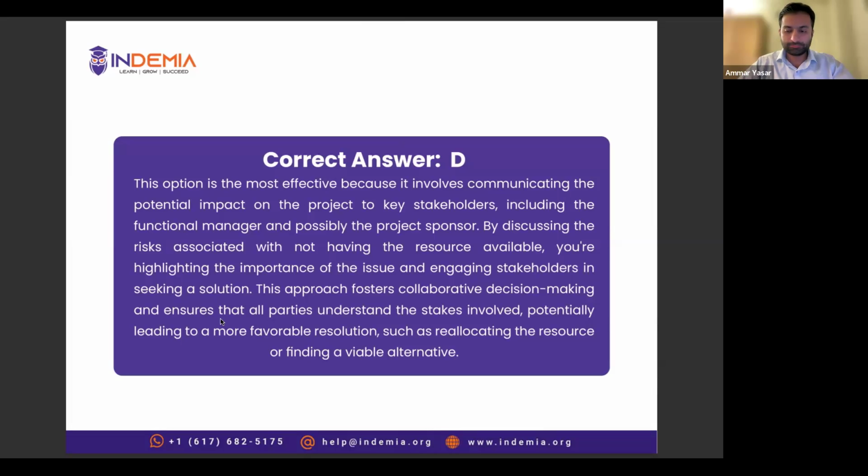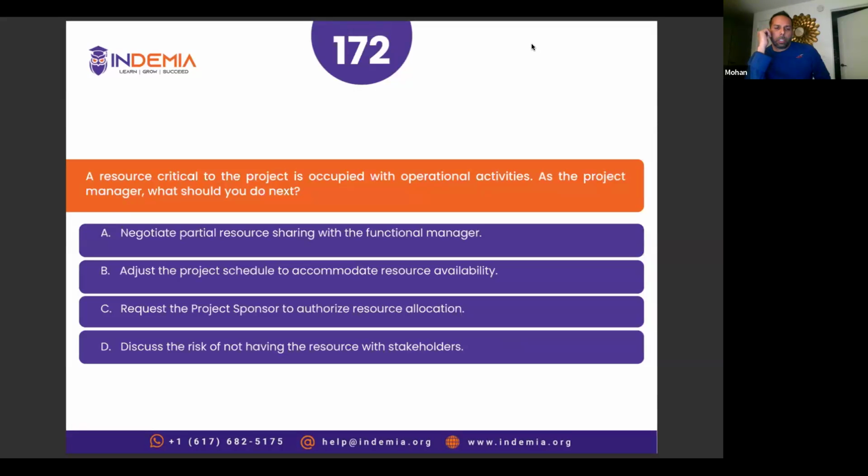Mohan? So I picked A. I didn't pick D because if you go back to those options, D was discuss the risk of not having the resource with stakeholders, right? And I think you mentioned that the functional manager is one of the key stakeholders as well. I didn't think that was implicit in D. That's why I picked A, because that was the next best.